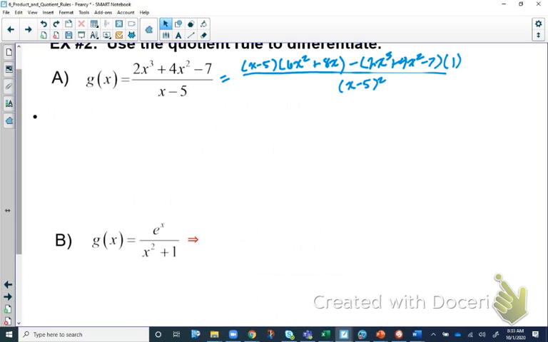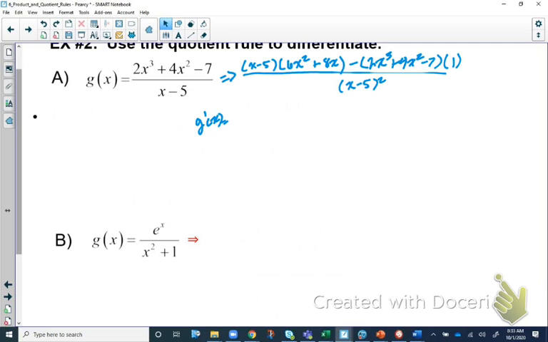So you do have to do your distribution and combine any like terms that you have in the numerator. So doing the distribution in the numerator, and of course here we're looking for g prime of x. And I probably really should just have an arrow indicating, because they're obviously not equal.